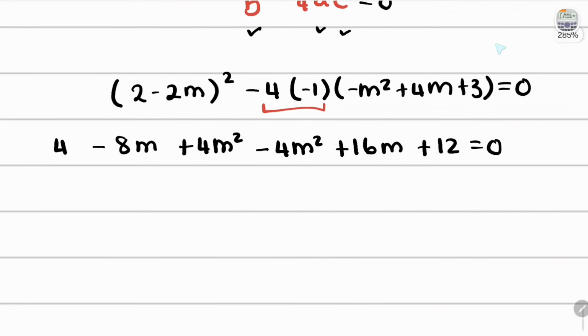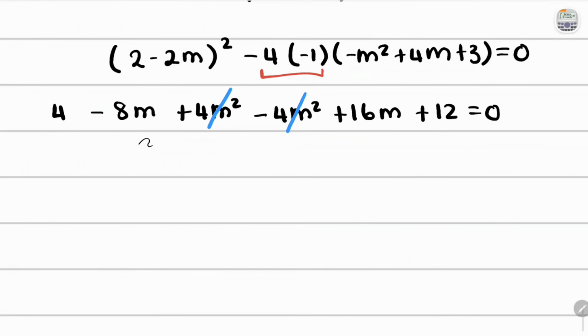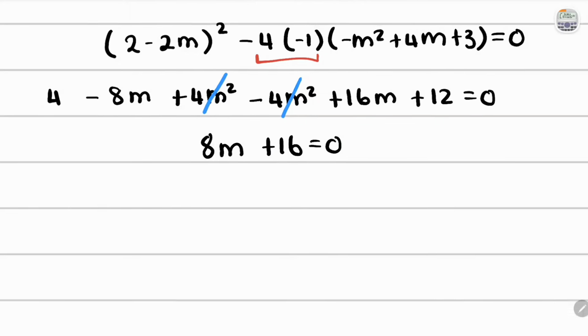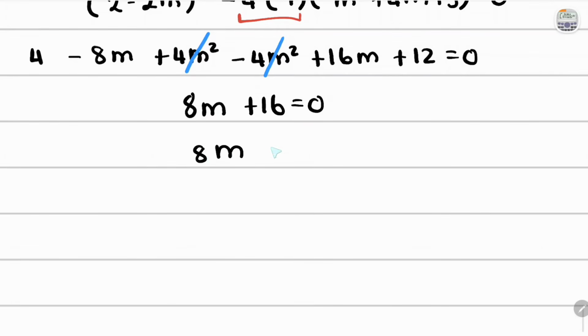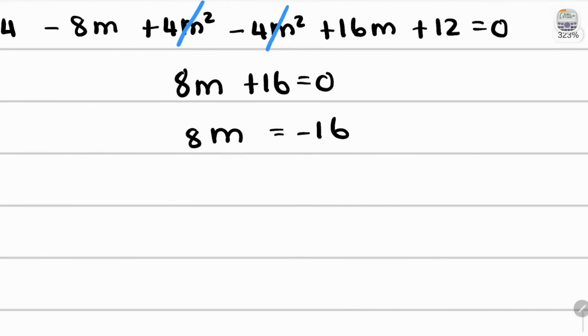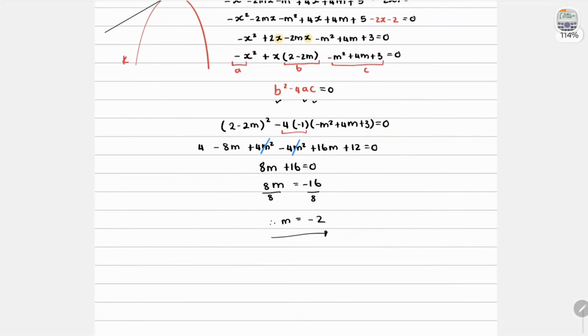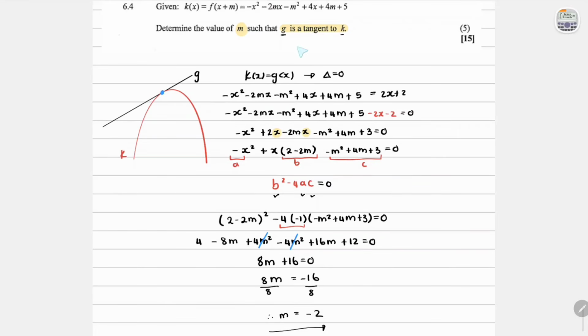Okay, so this is what we have. Okay, great. Do you see how 4m squared and -4m squared would cancel? And all you're left with here is the -8m and 16m. 16 minus 8 is 8. So that's 8m. And we have 4 plus 12, which is 16. So plus 16 equals 0. And then you can take that over. So 8m equals -16. And divide both sides by 8. Therefore, m is finally equal to -2. And that is our answer. m should be equal to -2 so that g is a tangent to k.